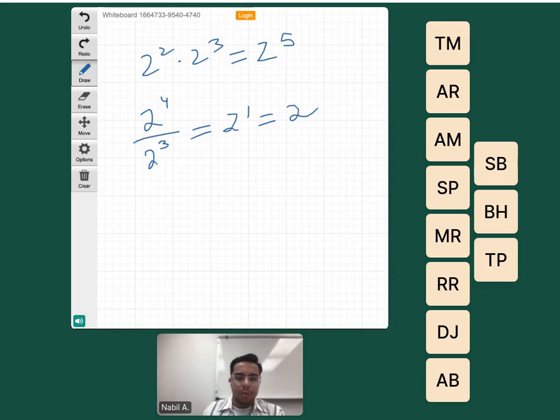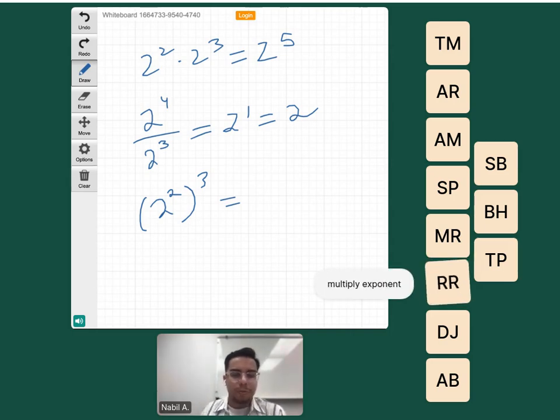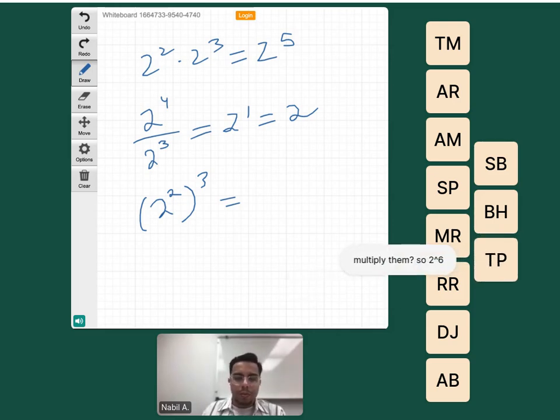This is a little bit tricky here to get through, but we got 2 to the power of 2, and then raised to the power 3. So what do you guys think will be the answer to this? What do we need to do to the exponents here? Yes, exactly. Yeah, so it'll be 2 to the power 6.